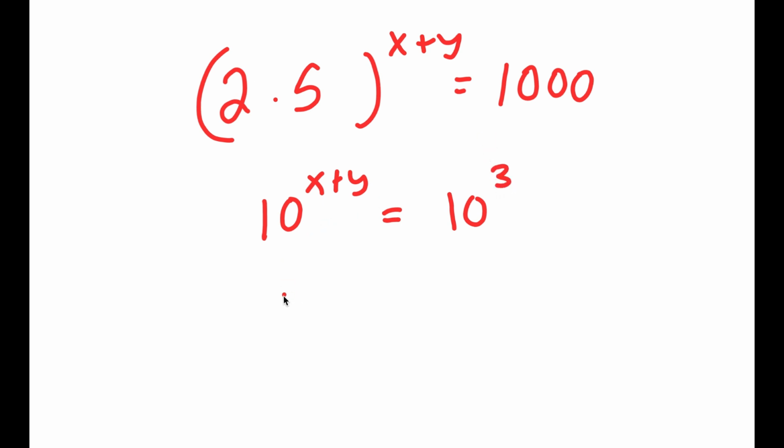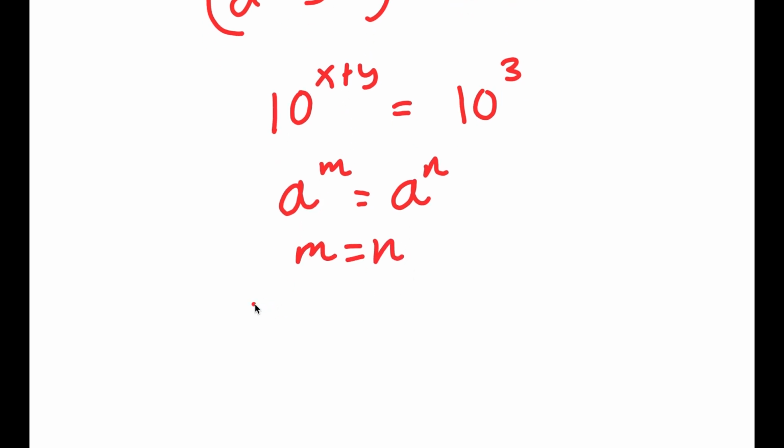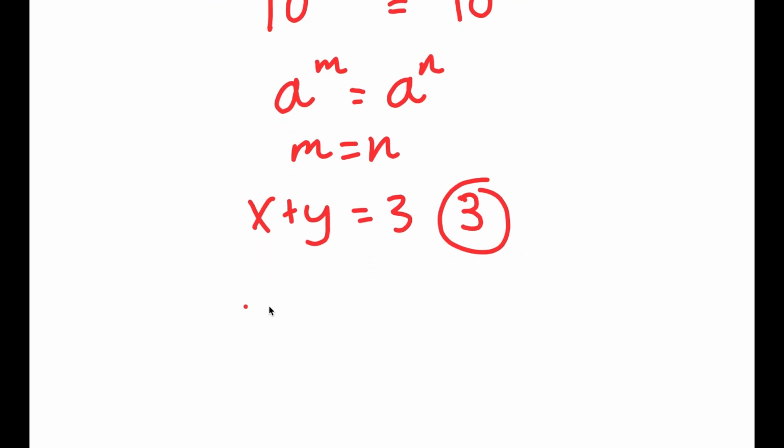Now from here, if I have something in the form a to the power of m is equal to a to the power of n, this means that m is equal to n. So in this case, x plus y is equal to 3. And we can say this is equation number 3. So we get a third equation from this. Now what I'm going to do is divide equation 1 with equation 2.